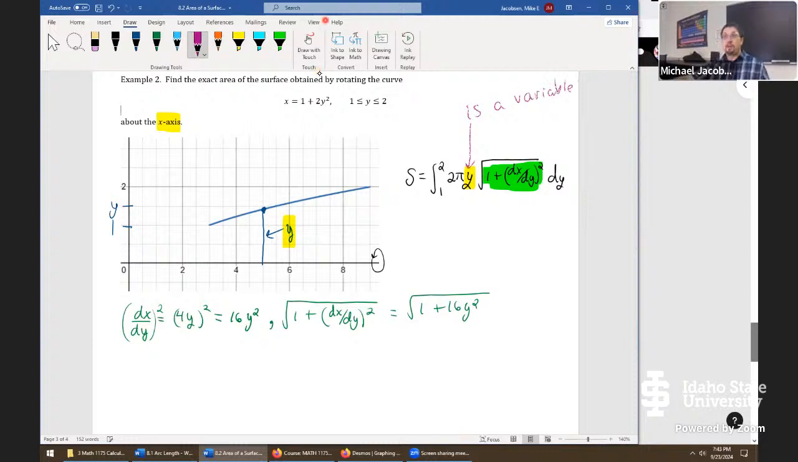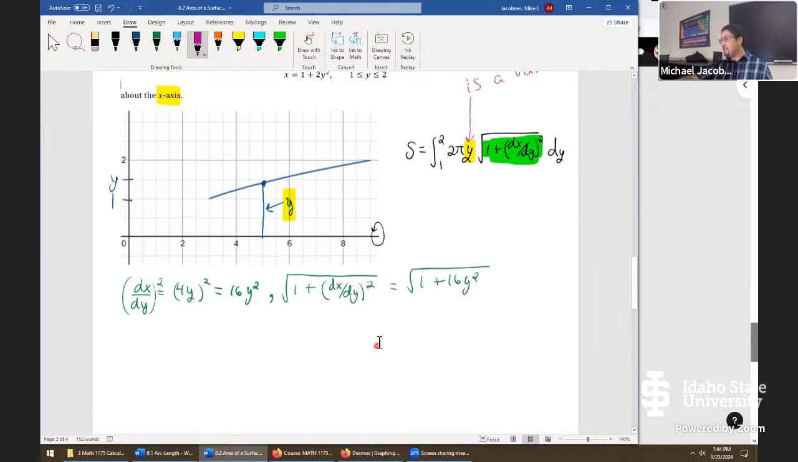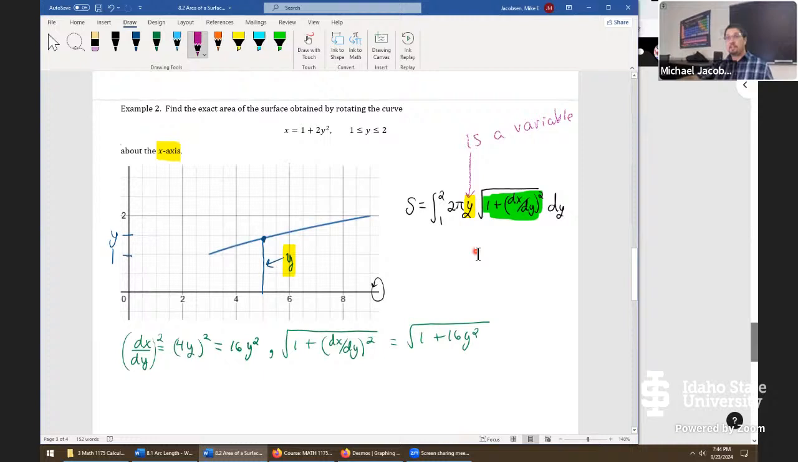Let's compare that with the last problem. In the last problem, this y is a function. So although the formula looks the same, the way we actually use the formula is significantly different. Here we put in the actual function 2 root x. Here, it just stays as a variable. But actually that's good. That allows u substitution to work out just fine for us.